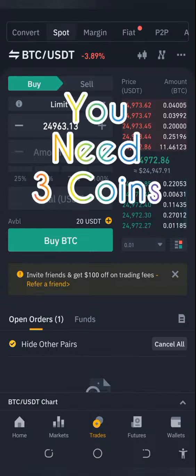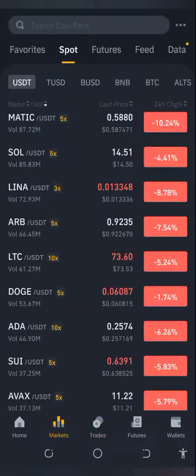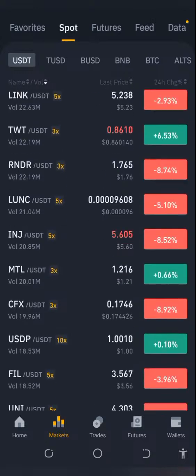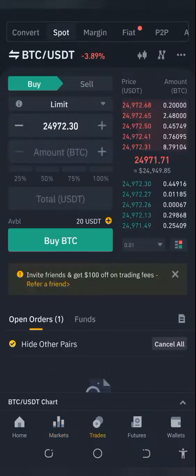First off, you need 3 coins. Look at this. We've gone to the coin section, and you can see there are so many coins here. You need to pick one. And of course, in our income strategies course, we show you how to pick the right one based on different parameters. When you pick the coin that you want to use, we're going to have 3 coins.